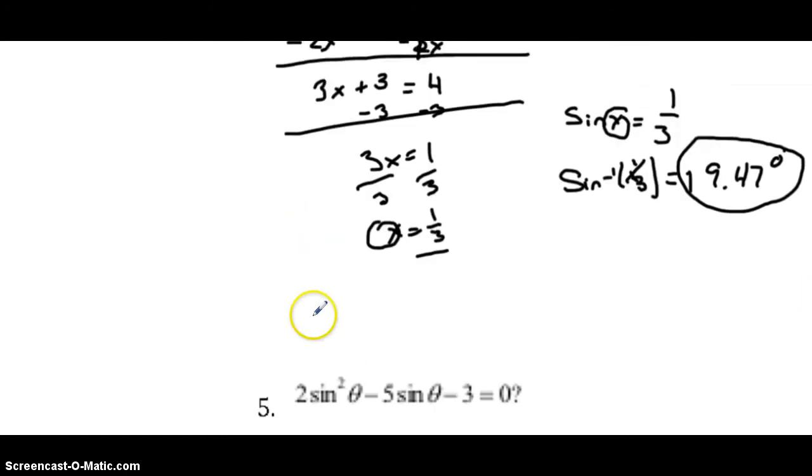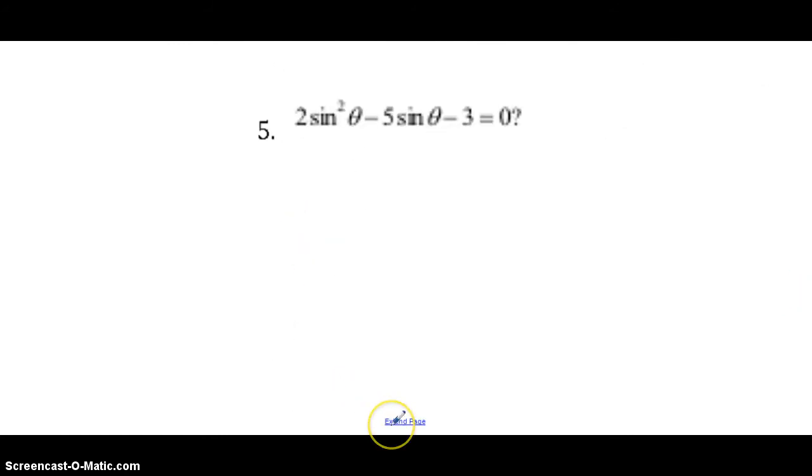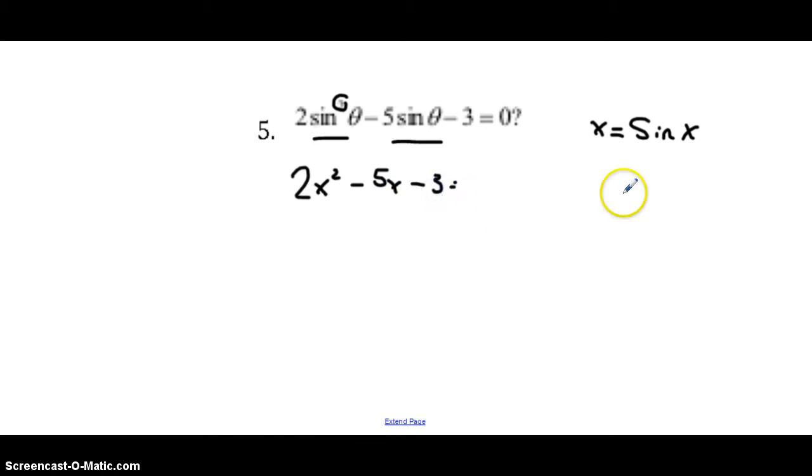All right, last one, guys. Once again, I'm just going to say, let's change these into x's, okay? So we're just going to say, whatever, x equals the sine of x. For now, right? We're just going to replace it. So this is 2x squared, because don't forget this squared right here, minus 5x minus 3 equals 0.